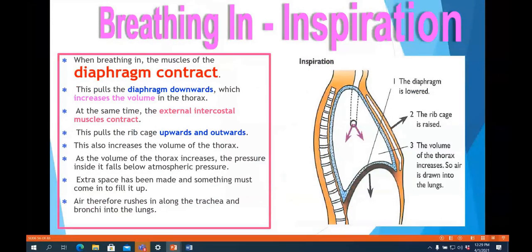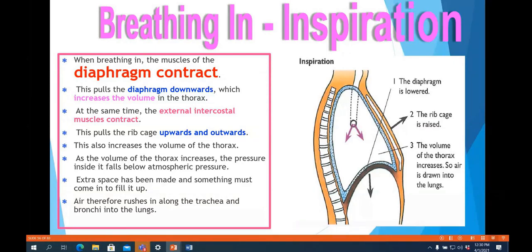When you're inhaling, the muscles of the diaphragm contract like this. This pulls the diaphragm downwards, which increases the volume in the thorax, so the lungs can fill with as much air as possible. At the same time, the external intercostal muscles contract. This pulls the rib cage upwards and outwards, expanding the chest cavity and also increasing the volume of your thorax. As the volume of the thorax increases, the pressure inside it falls below the atmospheric pressure. Extra space has been made and something must come in to fill it up, isn't it? Which is the air. Air therefore rushes in along the trachea and bronchi into the lungs. This is how your lungs are filled with air during inspiration.